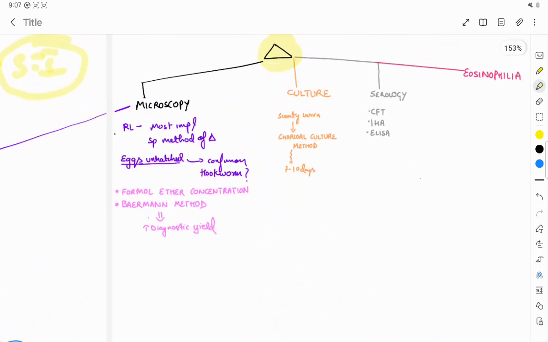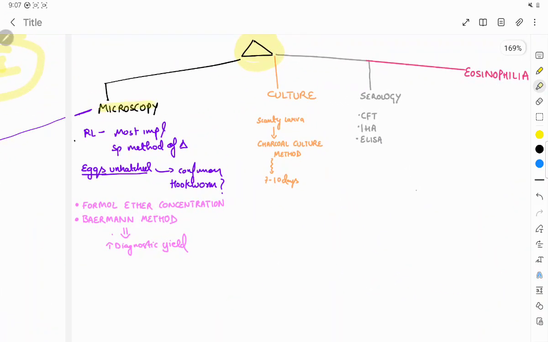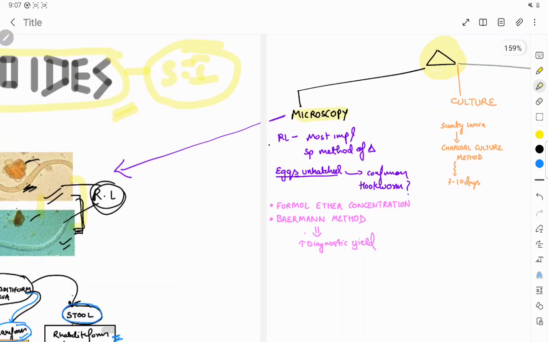We also need to diagnose this condition, and that is mostly by microscopy, where we are going to see the rhabditiform larva in the stool. Finding this rhabditiform larva in the stool is the most important and specific method of diagnosis in case of Strongyloides. Note, if eggs are seen unhatched in the stool, we may confuse this condition with hookworm, which is rare. We mostly see a rhabditiform larva in case of Strongyloides.